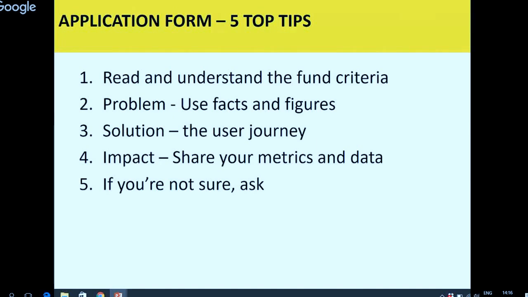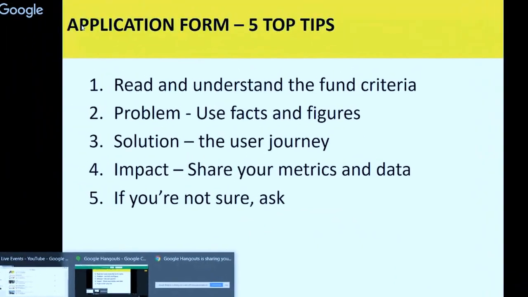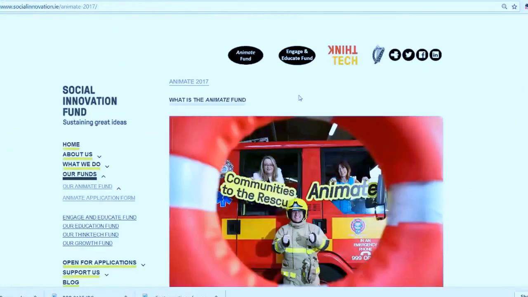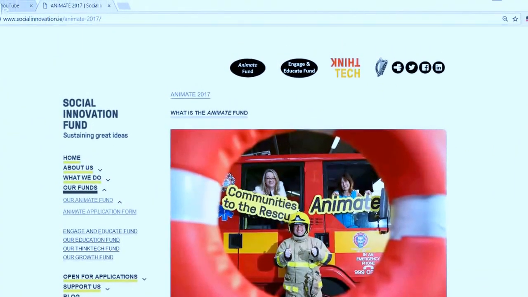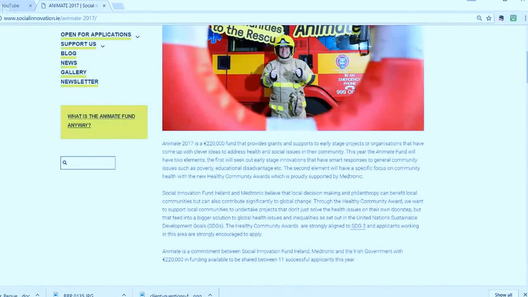So this brings me forward to the application form itself. And what I might ask Aisling to do now is just to bring us to the Social Innovation Fund website. Because on the website, we've tried to lay out as simply as possible all of the information that you need to understand who we are as an organization at Social Innovation Fund Ireland, what our vision is, what our mission is, what we mean by innovation, and what really drives every fund that we have open at the moment is our standard criteria.